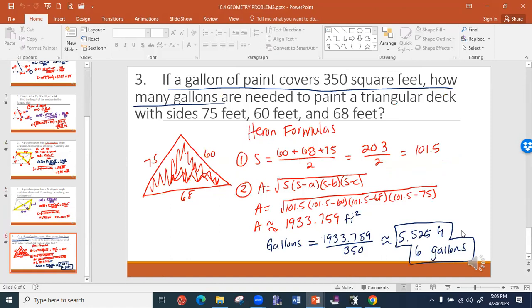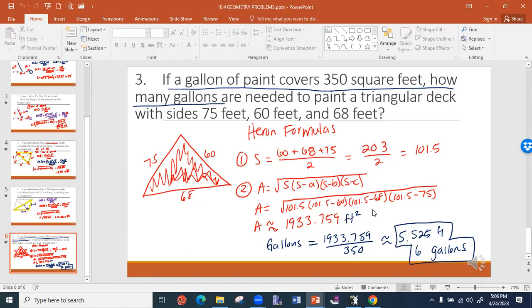Our last one says, if a gallon of paint covers 350 square feet, how many gallons are needed to paint a triangular deck with sides 75, 60, and 68? So I labeled all my sides. The first thing I'm going to do is find the area. Because I have side-side-side, I can find the area using Heron's formula. So I find the sum of my sides, 203, divided by 2, and I get 101.5.